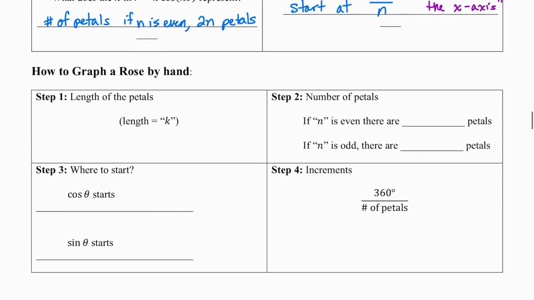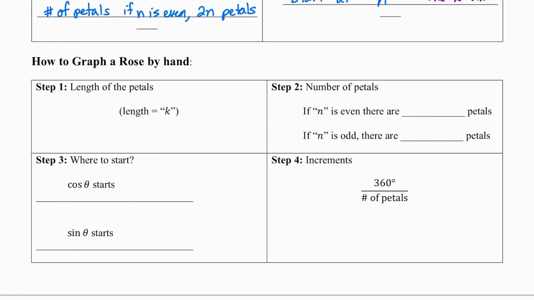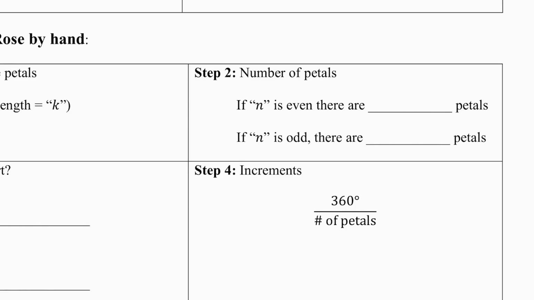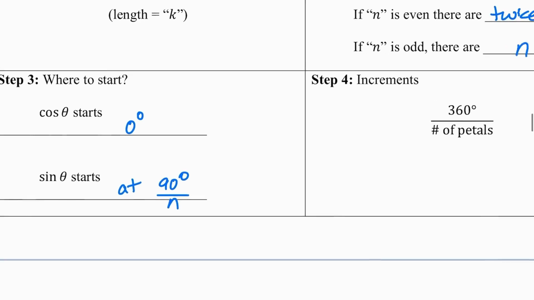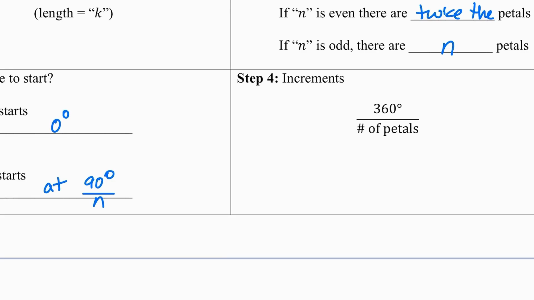All right. So how do we go about the steps of figuring out how to graph a rose? Well, you figure out what the length of the petals are. Find out how many petals there are. So again, if n is even, there are twice as many petals. If n is odd, you only have n petals. Cosine starts at 0 degrees, and sine of theta starts at 90 divided by n. And to figure out how all of the petals are spaced out, you take a full circle of 360 degrees and divide it by the petals, because that's how they're going to be evenly spaced.